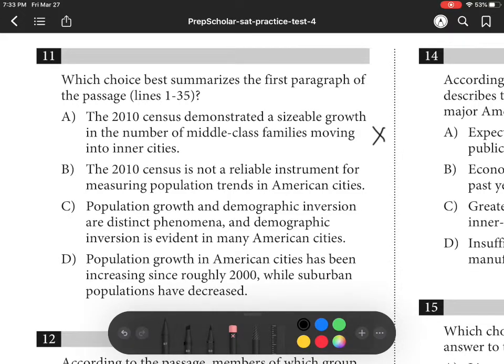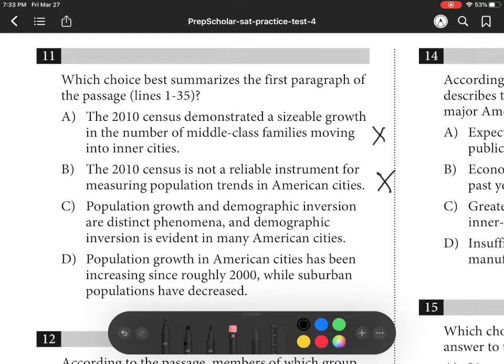B, the 2010 census is not a reliable instrument for measuring population trends in American cities. Well, the 2010 census, and a census in general, does measure population trends, so general whole population numbers of who lives in cities and who doesn't. But what the author says that it can't do is measure demographic trends.